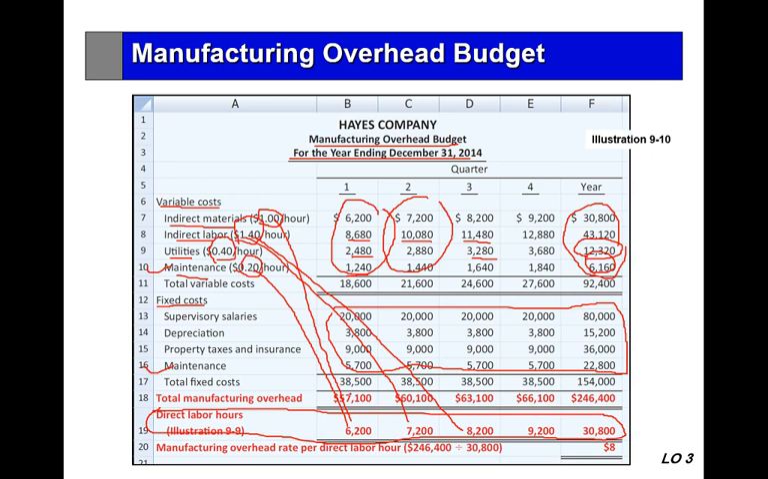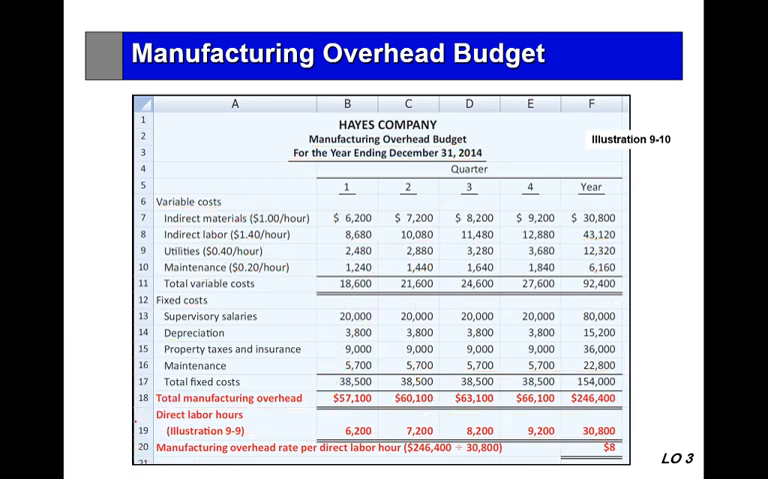Then the total fixed cost for the first quarter equals 38,500. For the second quarter, 38,500, and so on. The same for the third and fourth quarters. The total for the year is $154,000.